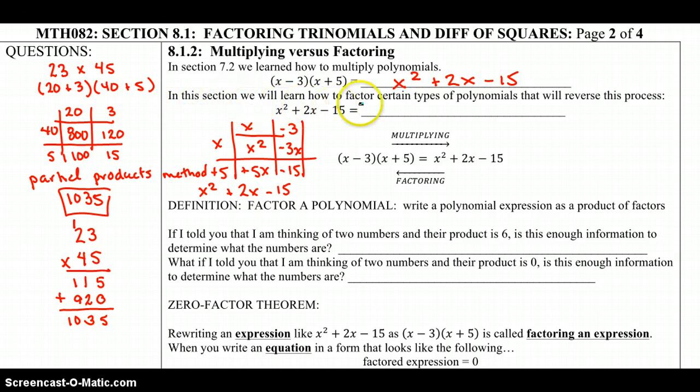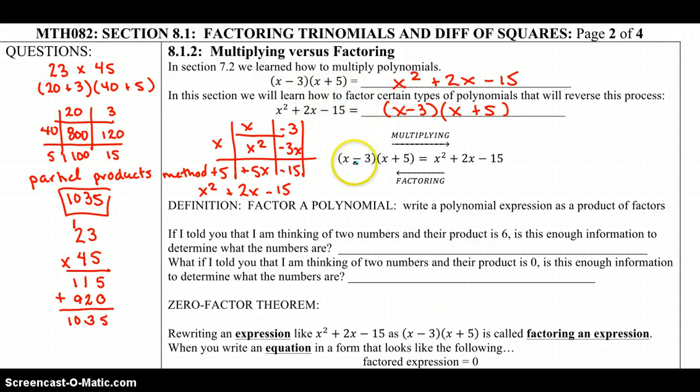In this section we're going to learn how to factor certain types of polynomials that will reverse this process. So x squared plus 2x minus 15 we know is equal to x minus 3 times x plus 5. So how do we go backwards? In mathematics oftentimes we talk about operations that do something and then some operation that will undo what we've just done. Addition and subtraction undo each other, they're inverse operations. Multiplication and division undo each other, so they're inverse operations.